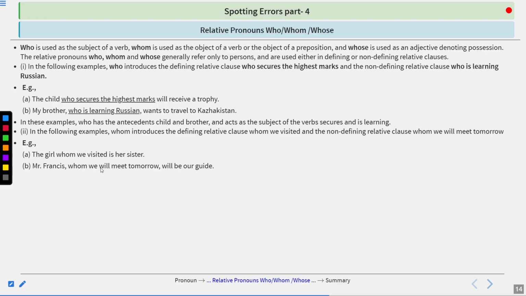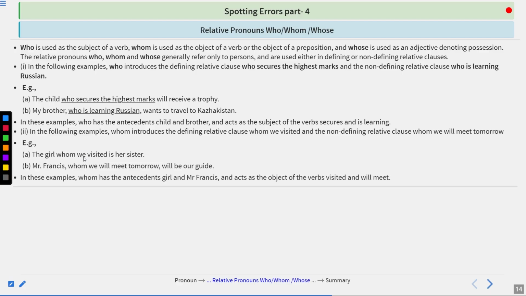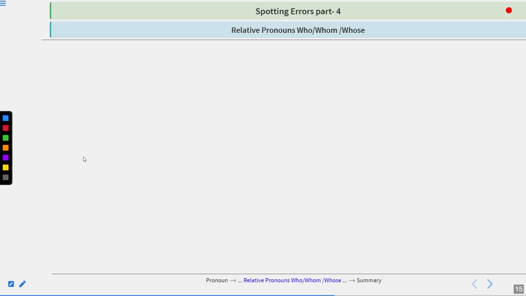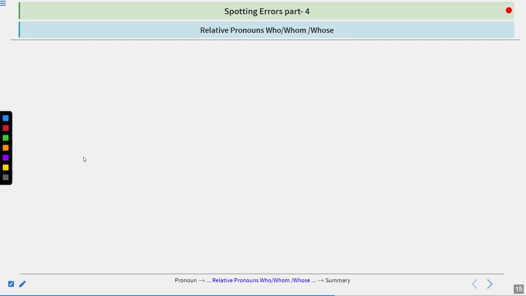Mr. Francis, whom we will meet tomorrow, will be our guide. So whom is here acting as an object of the verb we meet, and the antecedent of whom is Mr. Francis. So again, in these examples, whom has the antecedents girl and Mr. Francis and acts as the object of the verb visited and will meet. Relative pronouns who, whom, whose.